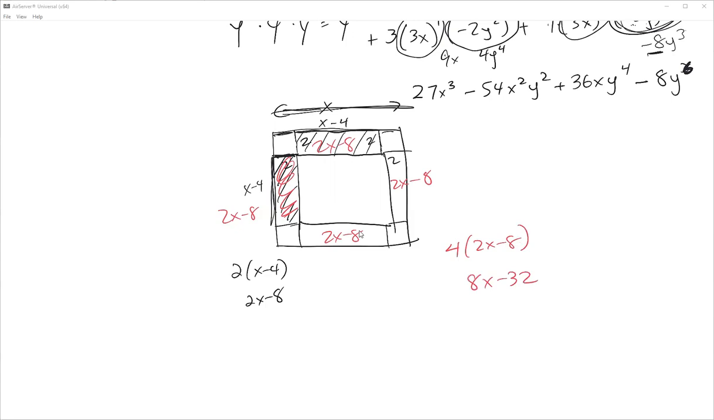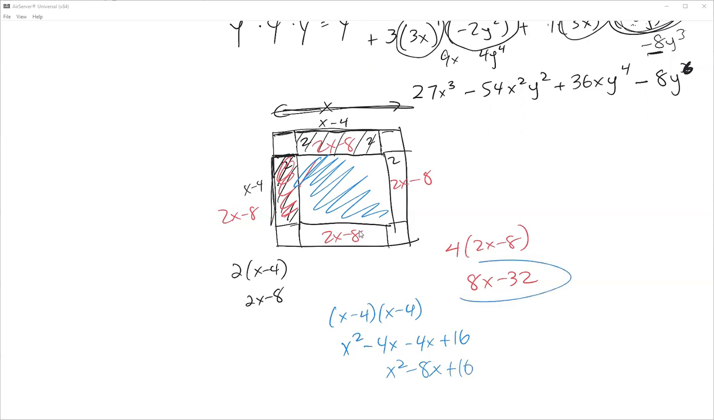Then you have to get the base, the square on the bottom right here. And that is x minus 4 times x minus 4, right? So if you FOIL this out, it'll be x squared minus 4x minus 4x plus 16. And so that is x squared minus 8x plus 16.